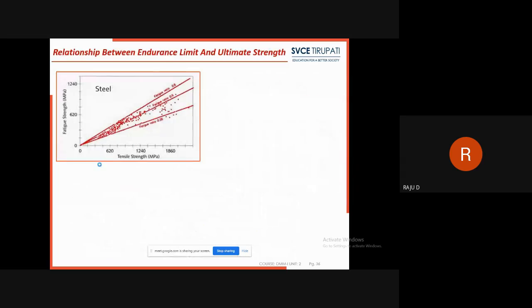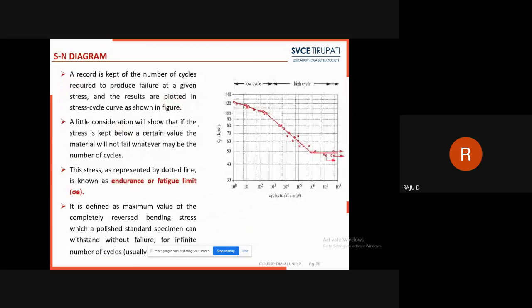See this: low cycle fatigue and high cycle fatigue. This is low cycle fatigue, where it is 10 power 0 to 10 power 3. It is low cycle. After 10 power 3, up to 10 power 6 maybe, it comes under high cycle fatigue. So at 10 power 6 only we clearly observe the failure.